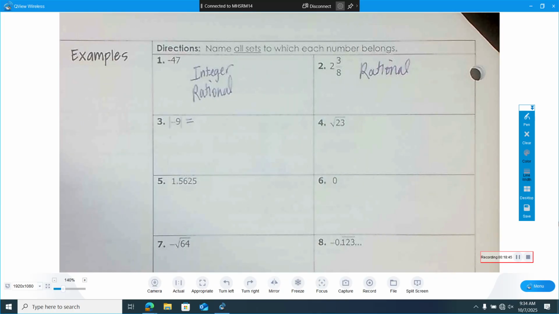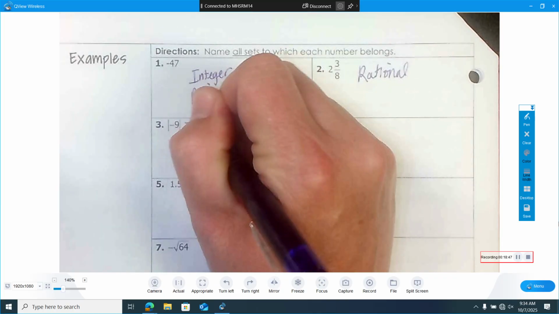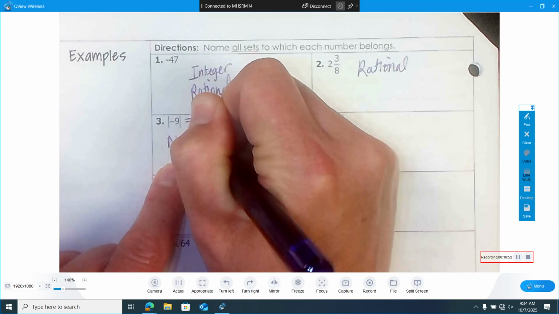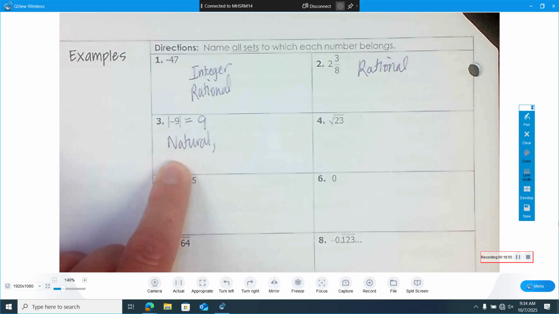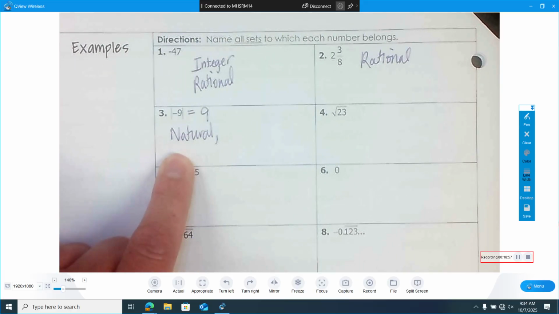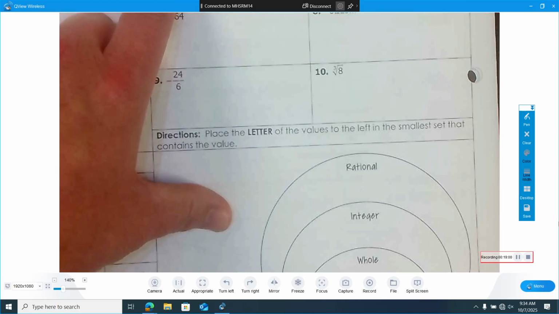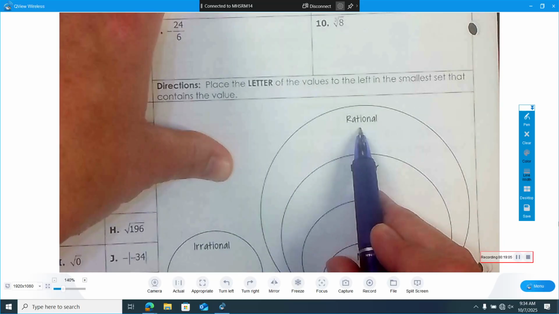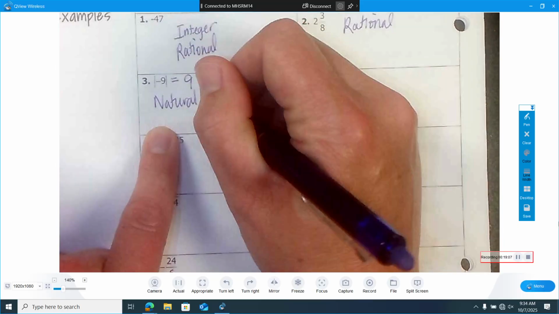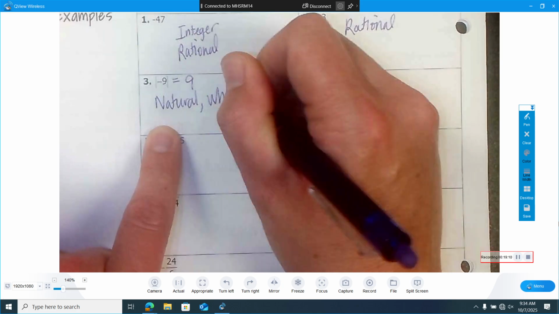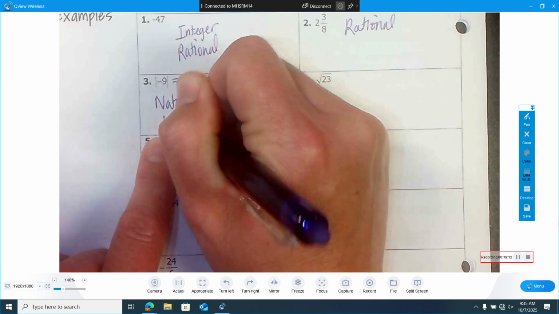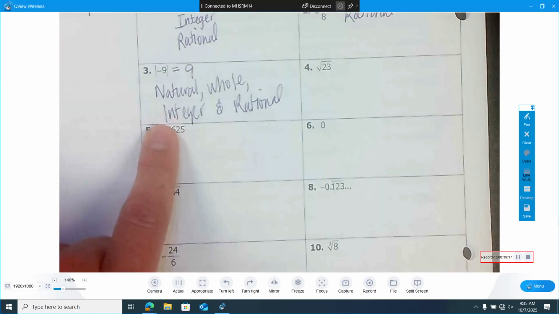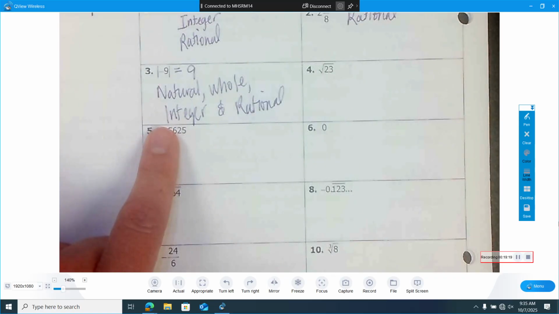What is the absolute value of -9? Just 9. Tell me about 9. Natural. It is a natural counting number. What else is it? If it's natural, what else is it? Yeah, if it's a natural number, it's also whole and integer and rational. It's in all of these. So it's natural, whole, integer, and rational. So if it's in that smallest subset, it's a part of everything.